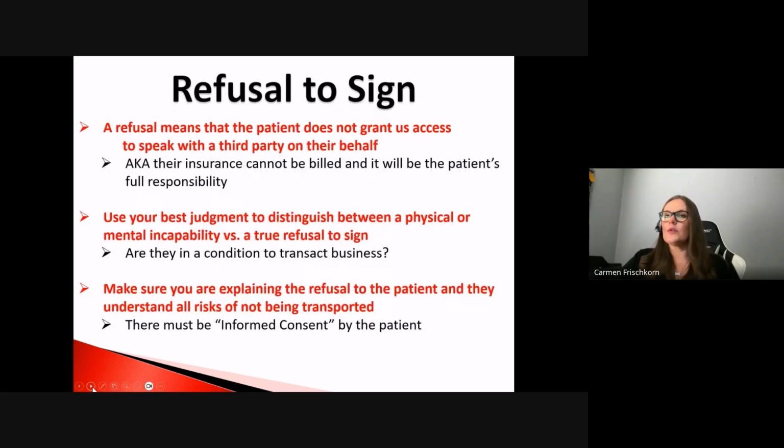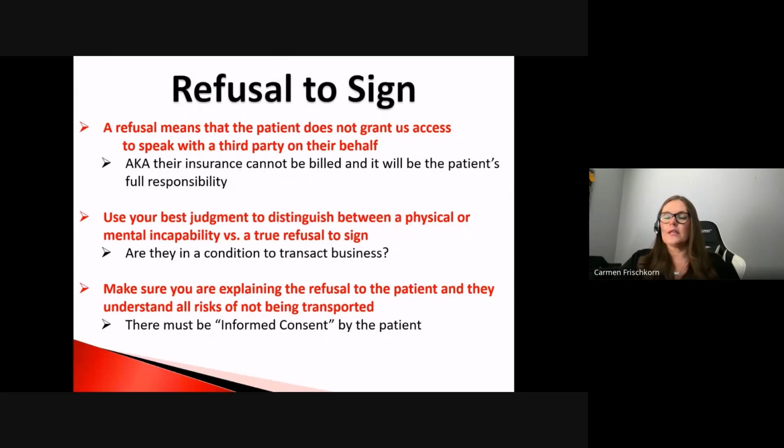If it truly is a refusal, if a patient is alert and oriented and of their own accord you determine that they could sign, but they are saying they're refusing to sign that document, that's fine. Don't argue with them. Just say that the patient refused to sign in section 1 and then transport them and move on with your day. That's easy enough.